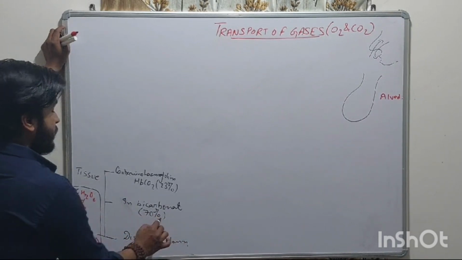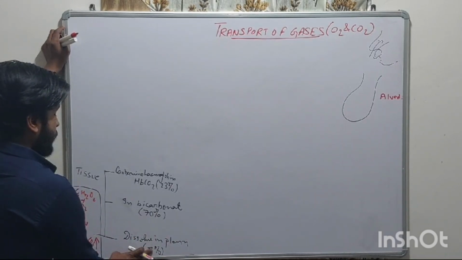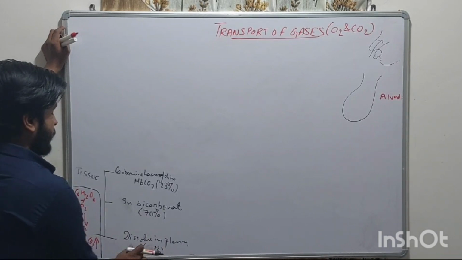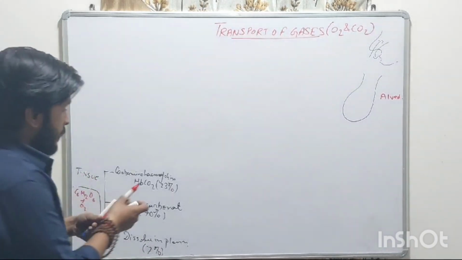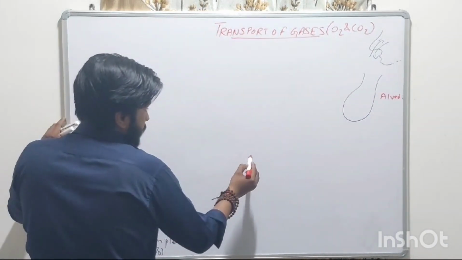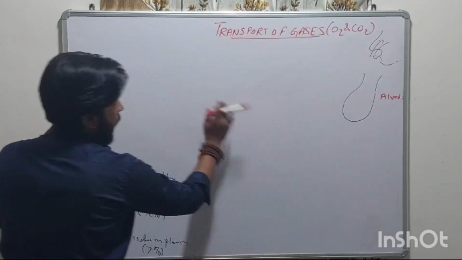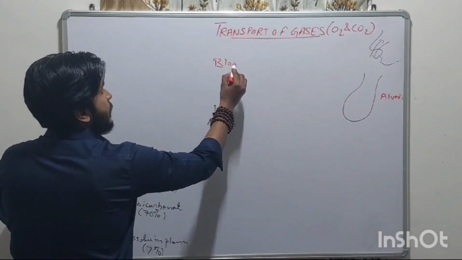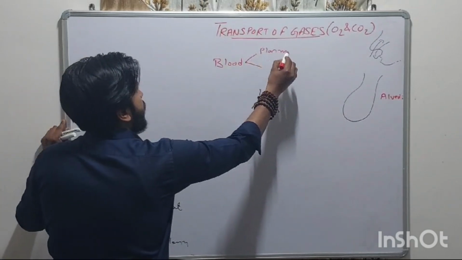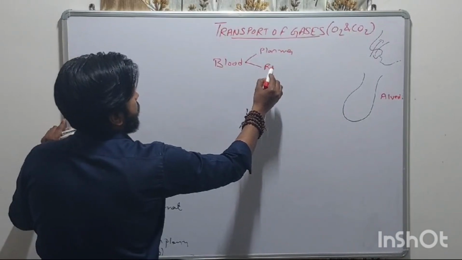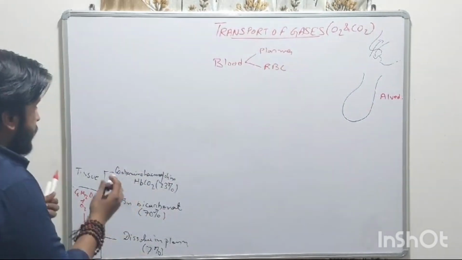Maximum transportation is in the bicarbonate form, minimum is in the dissolved form, that is 7%. So now we see what happens when we talk about this medium, this whole blank, which I will consider as blood. We know generally the blood consists of plasma and the formed elements, and we will be talking about RBC. As you know, transportation of gases is done by the RBC only.